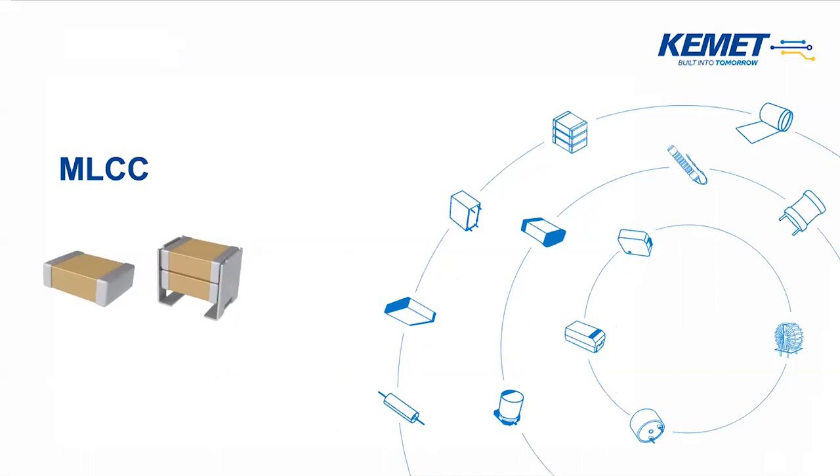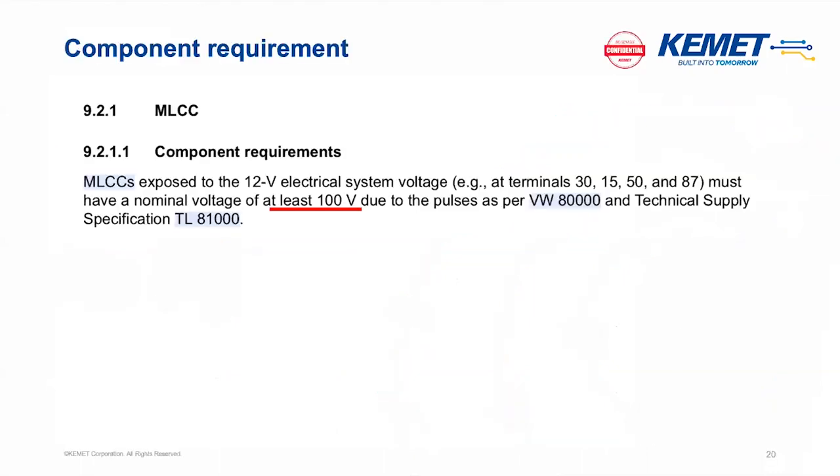Now head over to MLCC. Section 9 is about capacitors, 9.2.1 is about MLCCs, and here I found a nice slide, the English version right now. The story is, you have to have at least 100 volt on the 12 volt electrical system, so on the battery, terminal 30, 15, 50, 87, and so on. So 100 volt is a must.